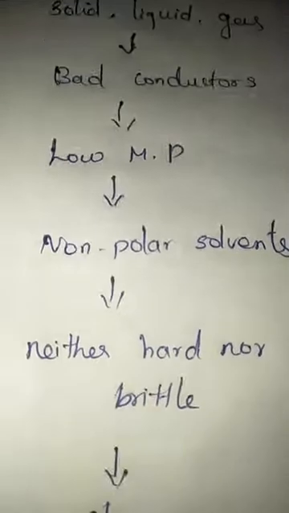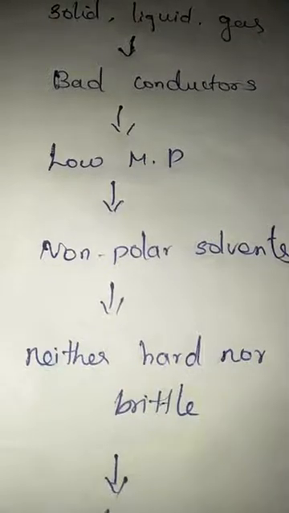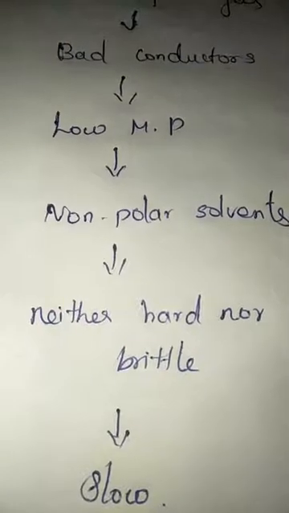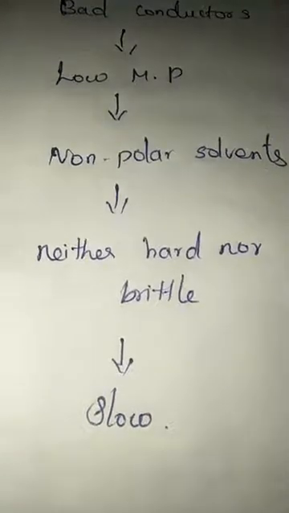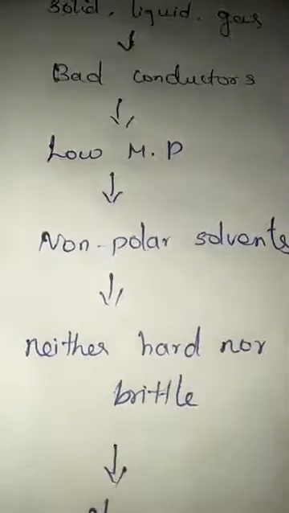Since they have no ions, they cannot dissolve in water. Covalent compounds only dissolve in non-polar solvents such as benzene, ether, carbon tetrachloride, etc. They are neither hard nor brittle, but mostly soft and waxy. Most covalent compounds in nature are found soft as well as waxy. Next, they undergo reactions very slowly.